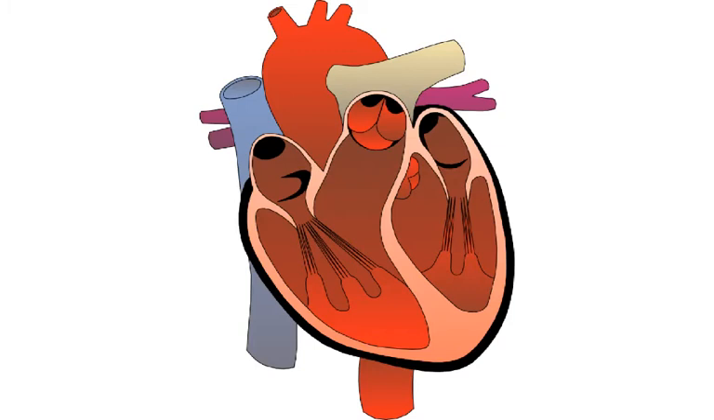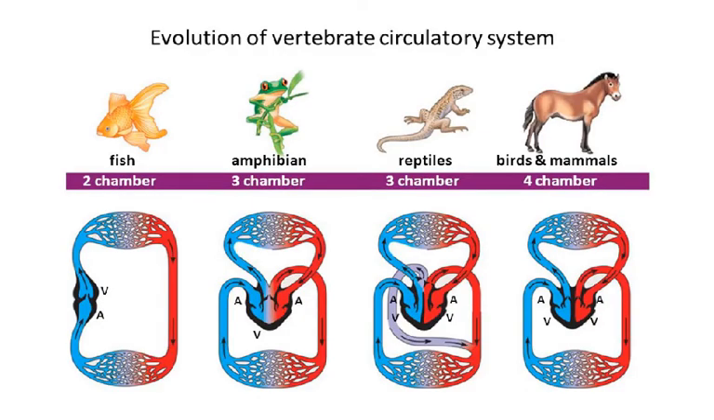So when you think of the circulatory system, you probably think about the heart, and this is usually the model that you've probably been working with. But did you know that different animals have different types of hearts, and they have different chambered hearts?